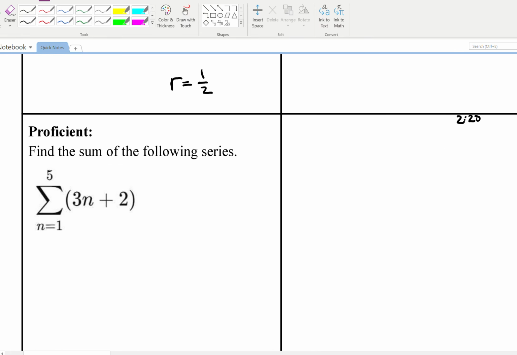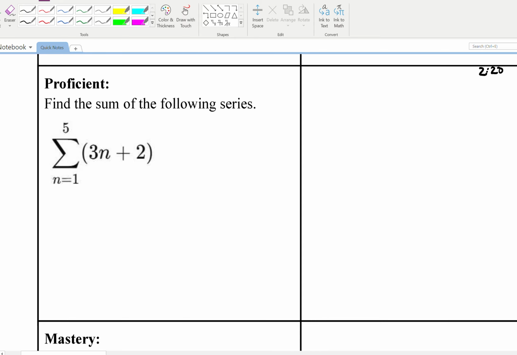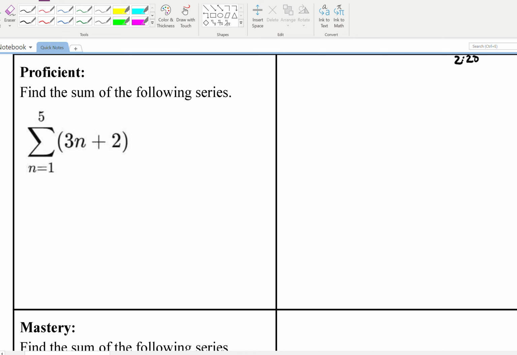All right, in this next one, it says to find the sum of the following series. With 1 being the lower limit, 5 being the upper limit, one way to do this would just be to list them. So I could say I've got 1 times 3 would be 3 plus 2, 5, plus 2 times 3 is 6, plus 2 would be 8.